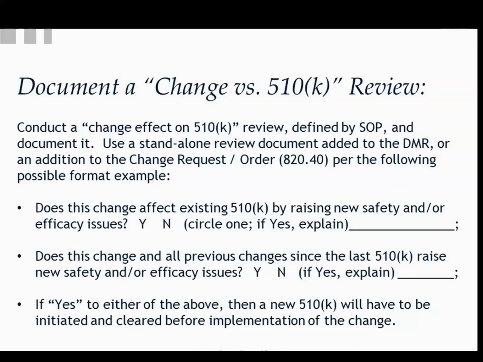You cite the new 510K number. But if it's no, you'll have to spend a little more time explaining why you reached that decision. So the explanation should be just for everything. I've done it. It depends on what you as a company decide to do.